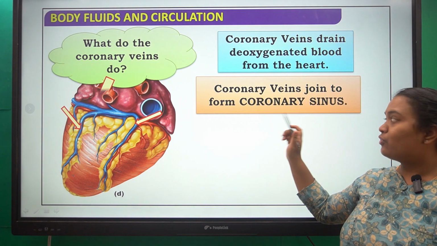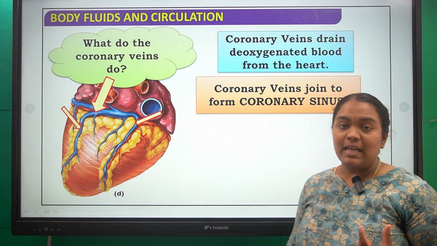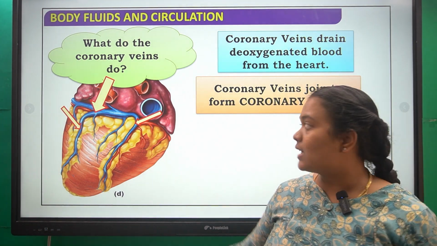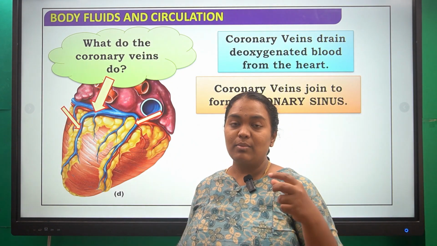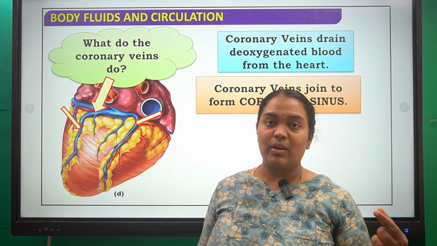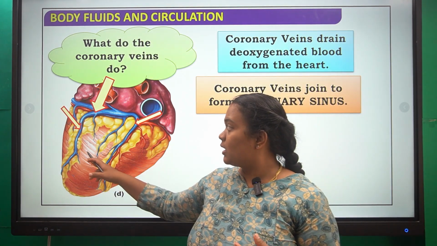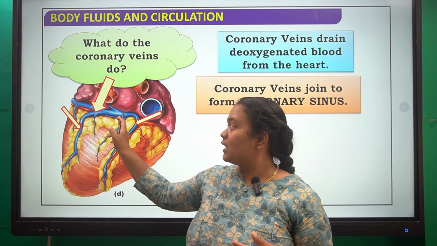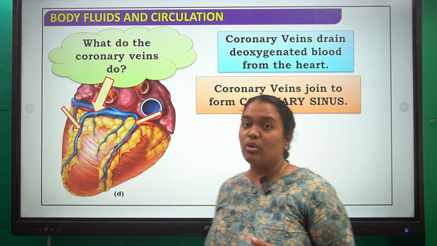Coronary veins join to form the coronary sinus. A sinus is a bulge or enlargement. When an enlargement is present in between vessels, it is called a sinus. So these two coronary veins, as you can see, join together to form the coronary sinus.